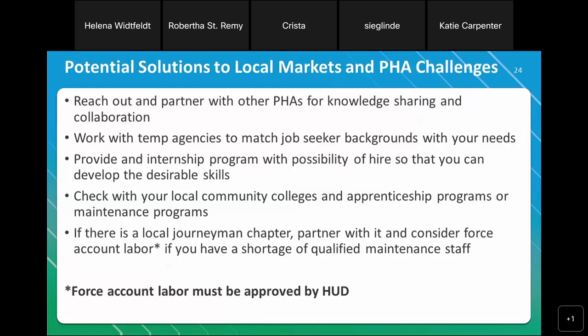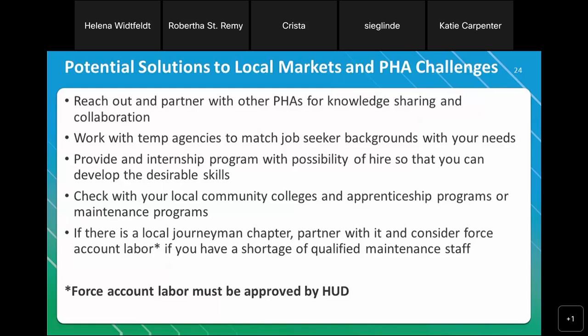And some schools insist that it is an unpaid internship versus a paid internship. So see what you can do, work with your HR if that's something that you want to explore, on creating a pool of candidates to fill your vacancies. I've mentioned the community college, also the apprenticeship program.